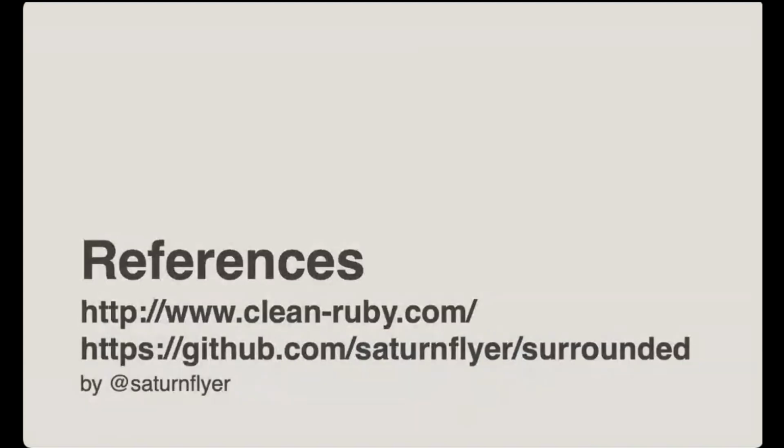So, last slide, references. Large parts of these considerations were more or less paraphrasing Jim Gay's Clean Ruby book, which is a bit dated, but still was really an epiphany for me. And also his Surrounded gem, which, as I said, just strips a bit of the boilerplate away when you deal with DCI. Thank you.